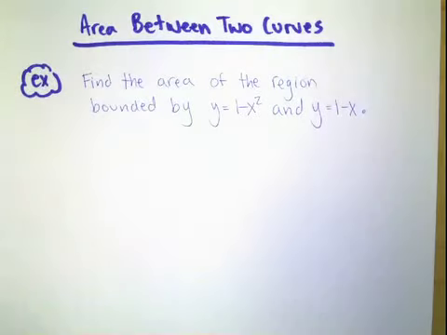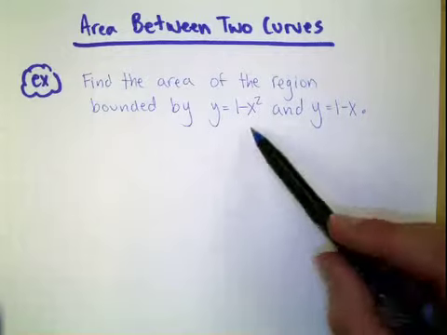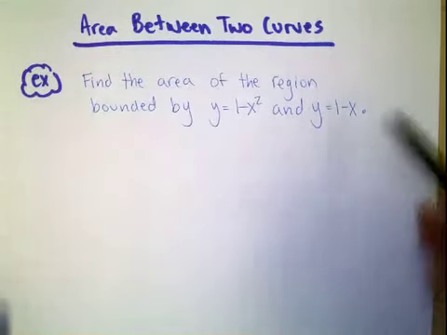Alright, hi guys. This is our second area between two curves video, and this one is going to be about finding area with a little bit more challenging situations. So the first example here says find the area of the region bounded by y equals 1 minus x squared and y equals 1 minus x.